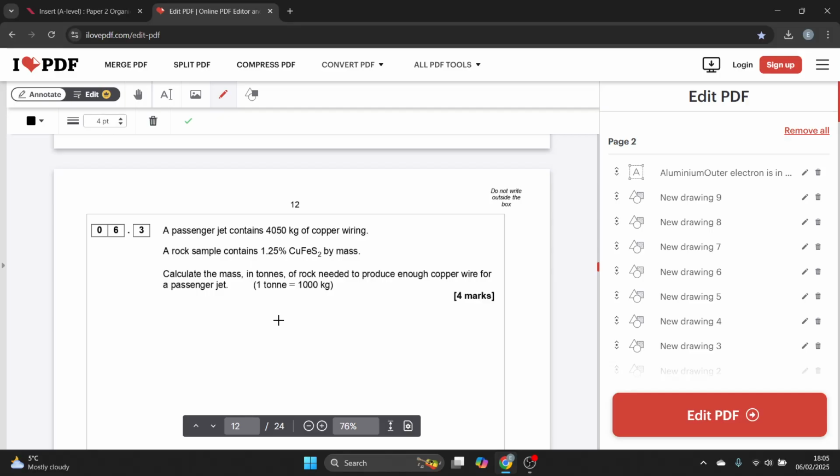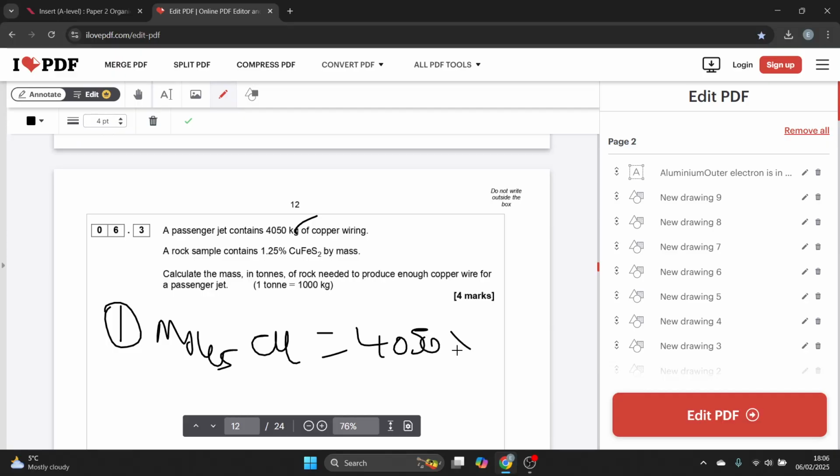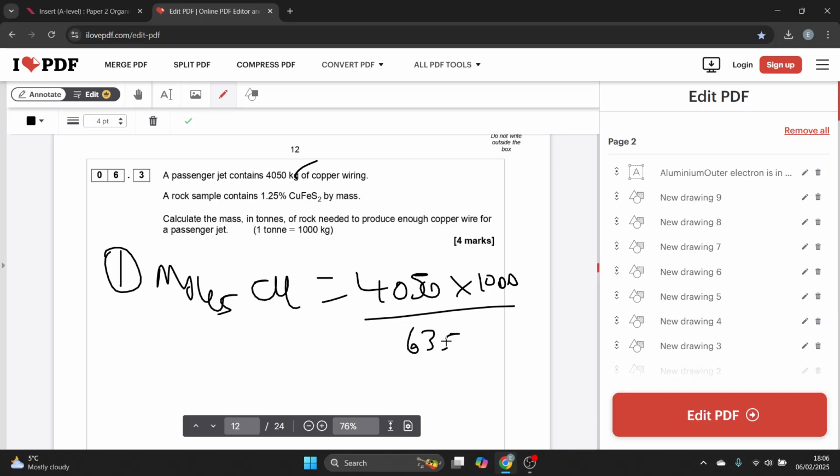So what I would do first is work out the moles of the copper wiring. So let's just do that. First thing first, find out the moles of copper. Obviously, I need it in grams. I do care about it being kilograms, but I need it in grams. How do I convert from kilograms to grams? I times by 1,000, divided by the MR, 63.5 of copper. Okay, that's the moles of copper, right? And then I get the moles of 6, 3, 7, 8, and 0.